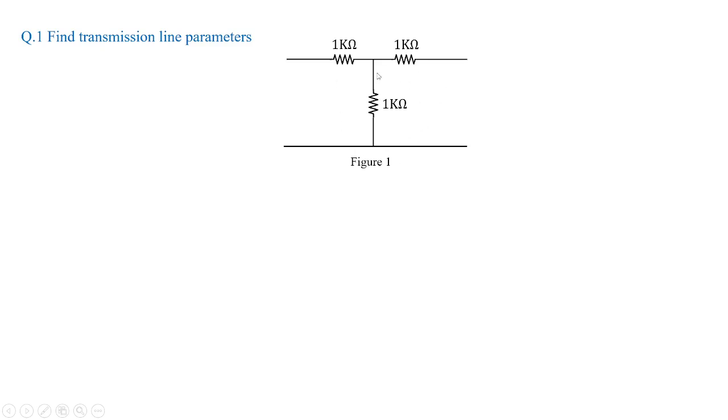This figure is given where we have 1K, 1K and 1K and we need to find out the ABCD parameters. For that, let us define the input and the output terminals of this given network as source voltage V1 supplying current I1 and V2 supplying I2 in this direction. This is treated as input port and this is treated as output port.